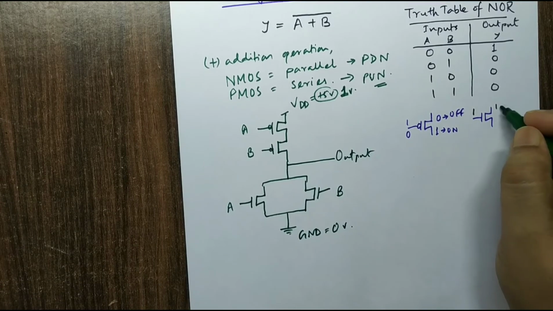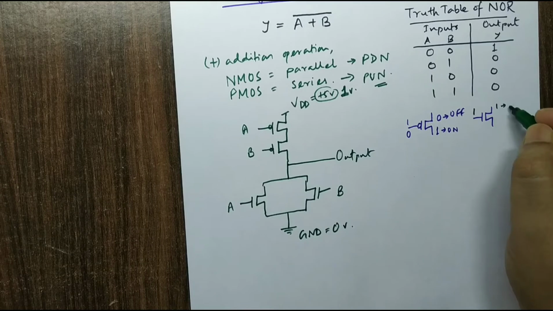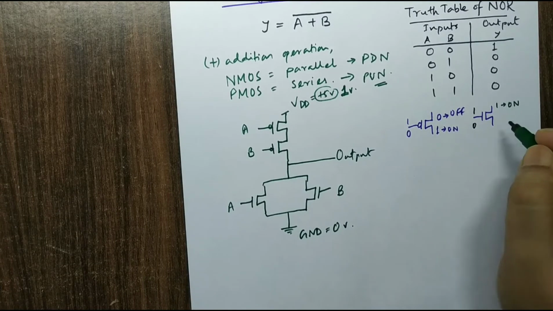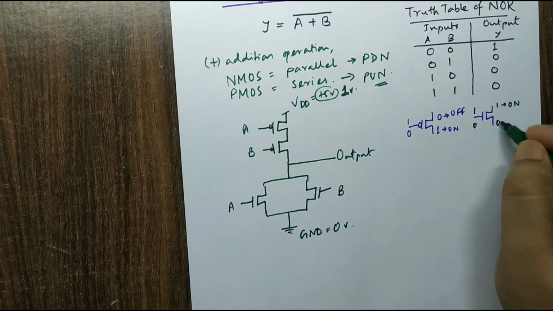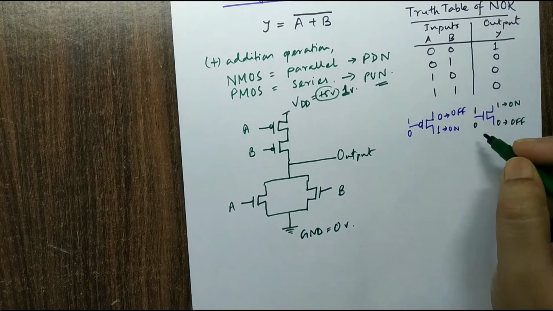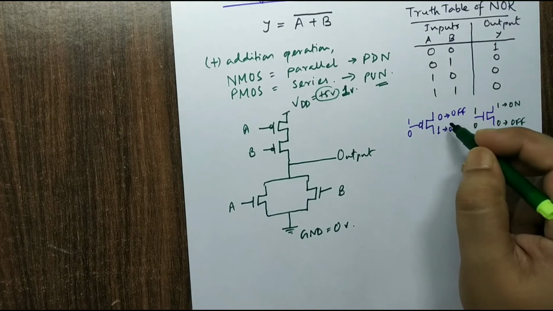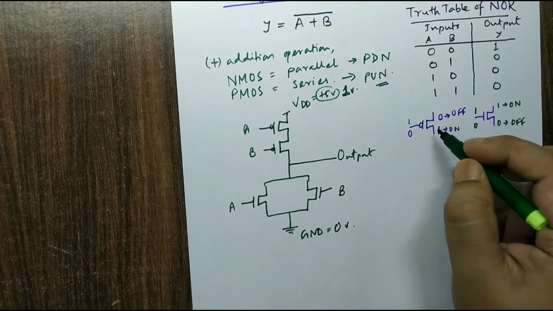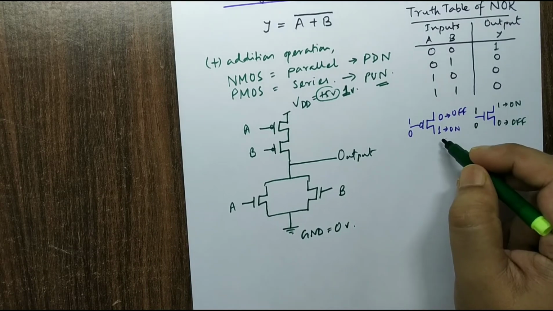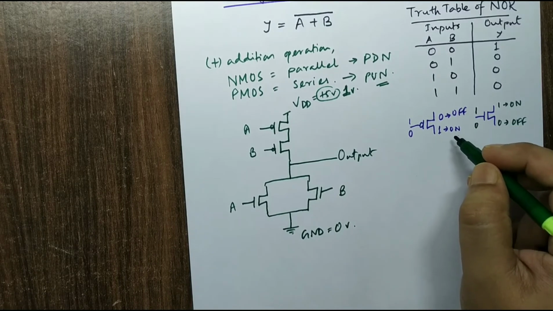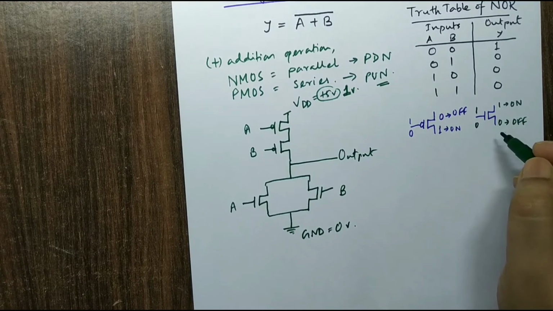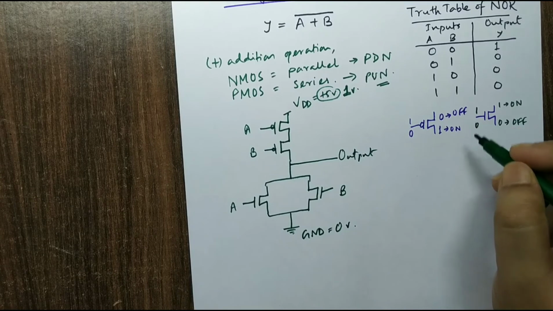So it passes 1 means the transistor is on. If I apply 0, since no bubble is there, it will pass 0, so it means it is off. So the basic principle is that whenever the transistor passes 0, it is assumed that the transistor is switched off. Whenever the transistor passes 1, it is assumed that the transistor is switched on. So this is the basic principle of transistor for getting switched on or off.